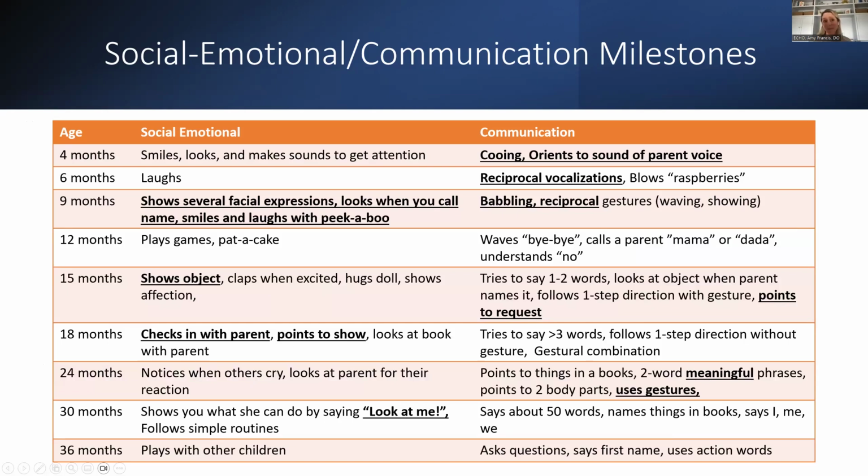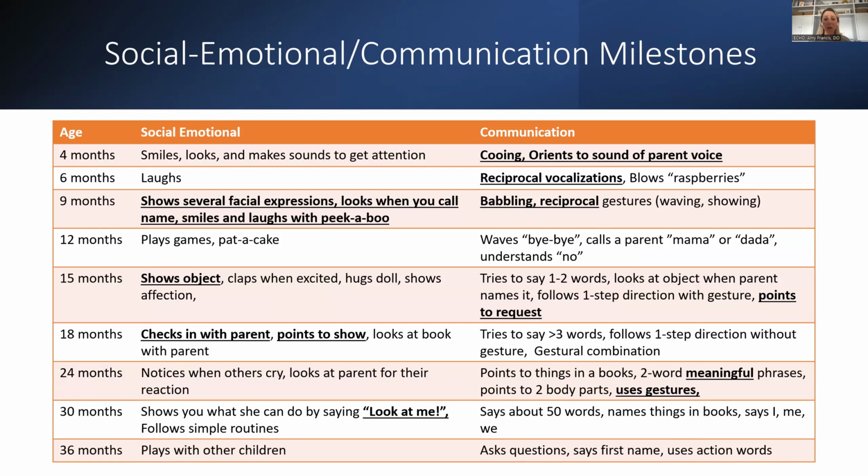So this is a summary of social emotional communication milestones for everybody. I'm not going to go through this at length, but this will be a good resource for everybody. So, we're seeing kids, really between 24 and 48 months, right, while we're doing the stat. And so these are just some things to look for, right? So as early as 9 months, we see several facial expressions. They look at you when you call their name. They smile and laugh when you play peekaboo. There's a lot of reciprocal vocalizations, babbling, cooing, etc.